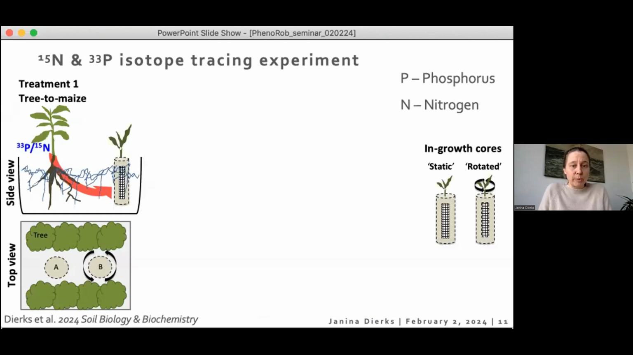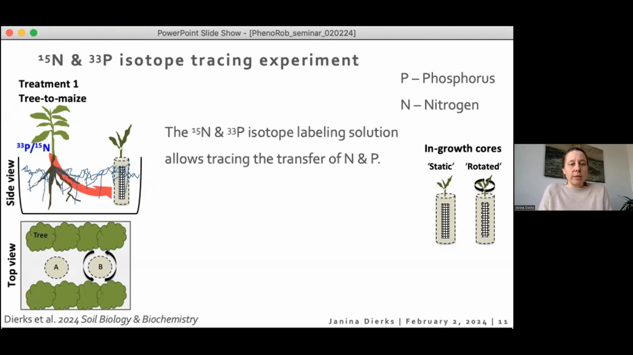Here's a schematic of the experimental design. So to test a tree to maize nutrient transfer, we applied 59 and 33P isotope labeling solution directly to the tree stems via stem injection. Again, just briefly, in this case, the 59 and 33P that we applied acted like a dye that we were able to trace into maize seedlings.